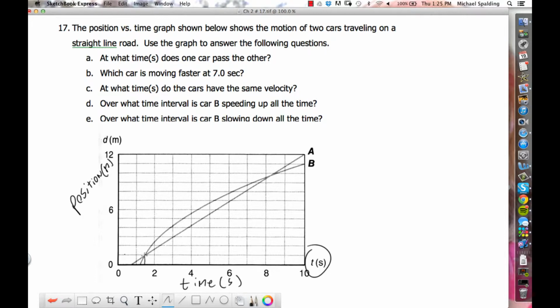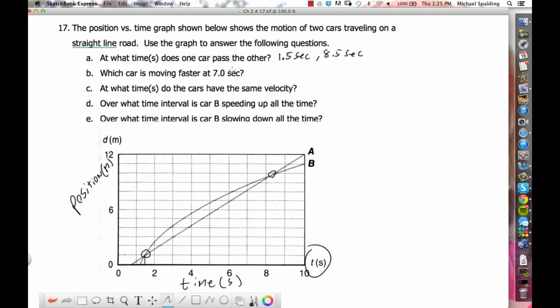Right here. They have the same position there, and then the same position here. So what are those times? That's about 1.5 seconds and 8.5 seconds.